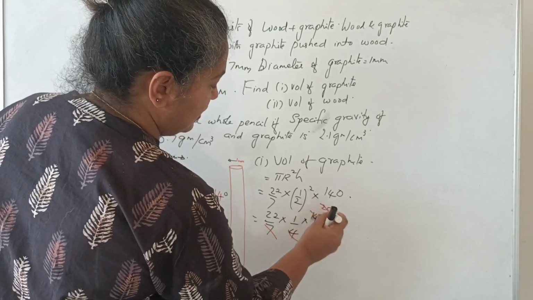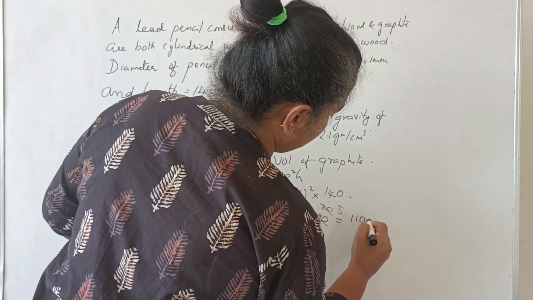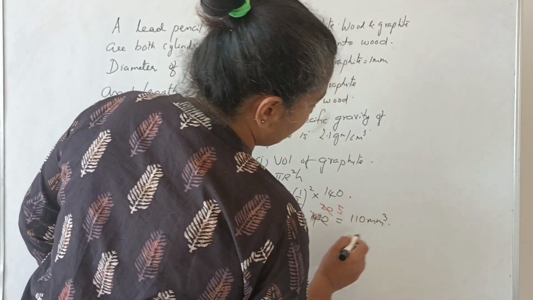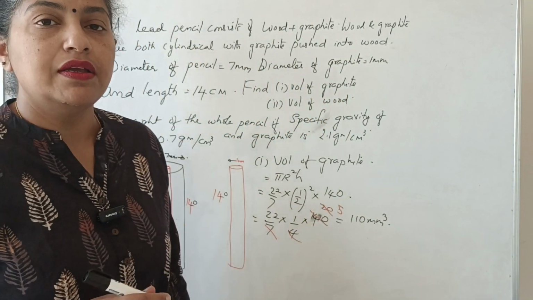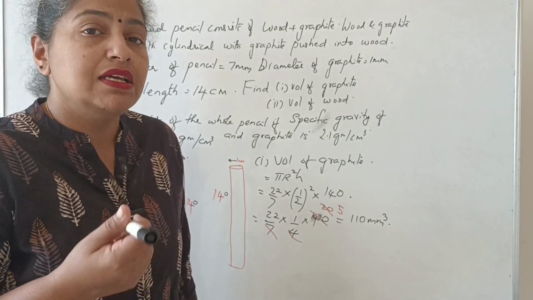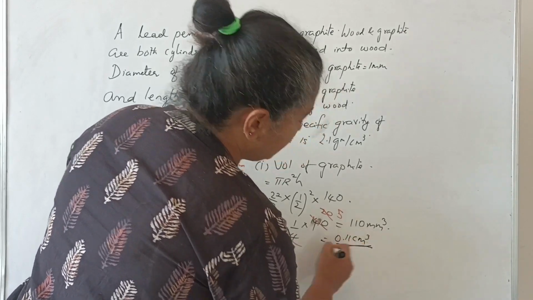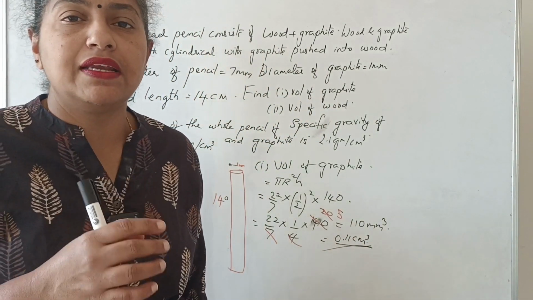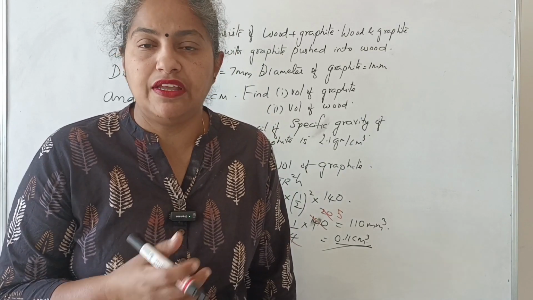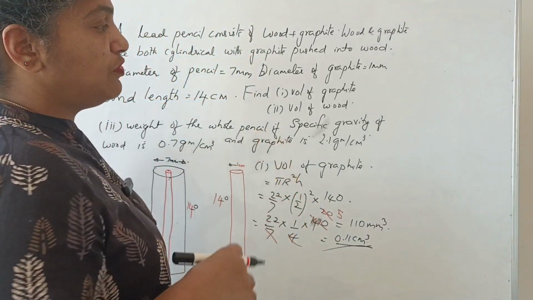This is 20. This is 5. So I will get the answer as 110 millimeter cube. Now in order to convert it into centimeter cube, you have to divide it by 1000. So you get 0.11 centimeter cube. So the first part was very easy, directly a cylindrical shape, and you know the radius and you know the height, substitute. Second part, we need to find out the volume of the wood.